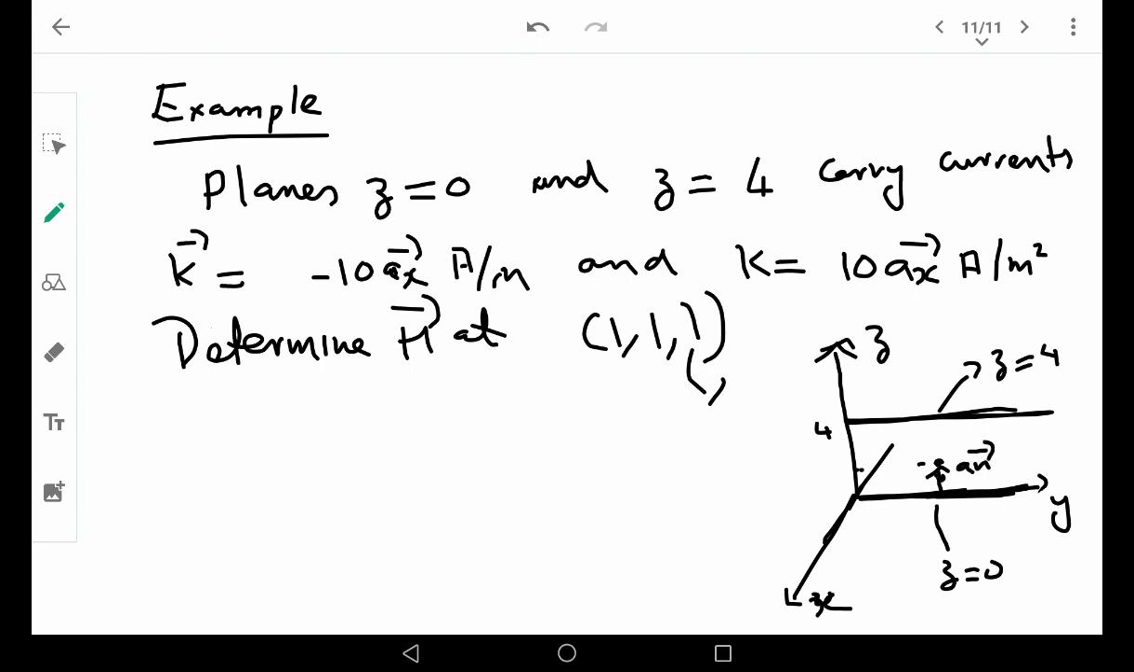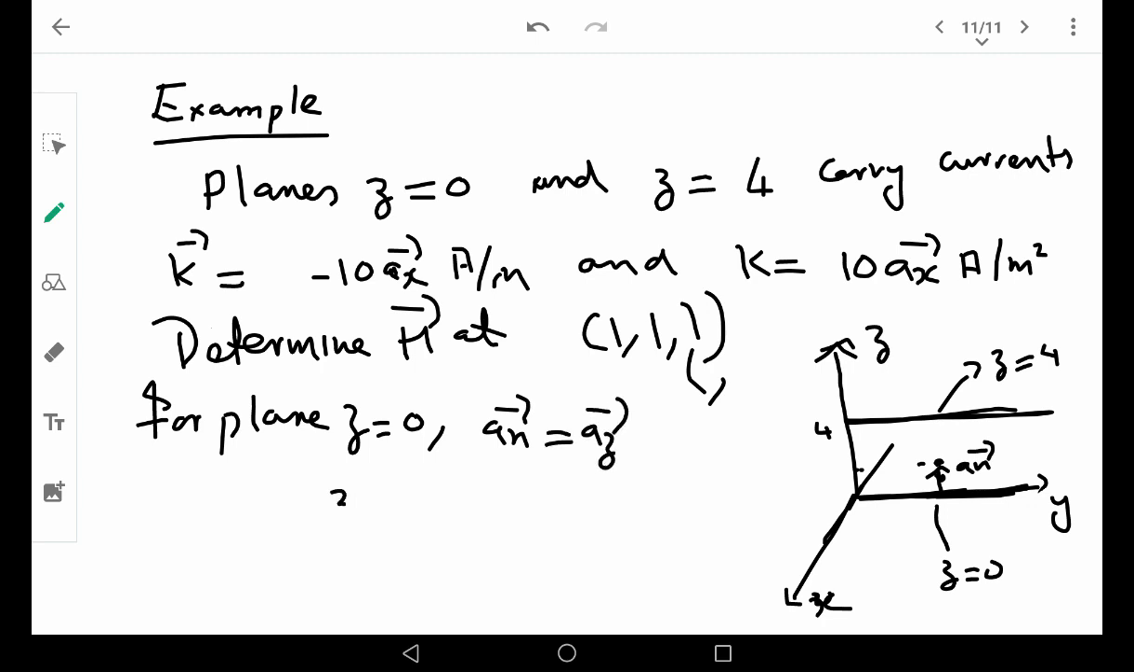For plane z equal to 0, you have aN equal to aZ, right? And for plane z equal to 4, you have to draw the vector like this. Then you have aN equal to minus aZ. Understand? So the equation is half K cross aN.